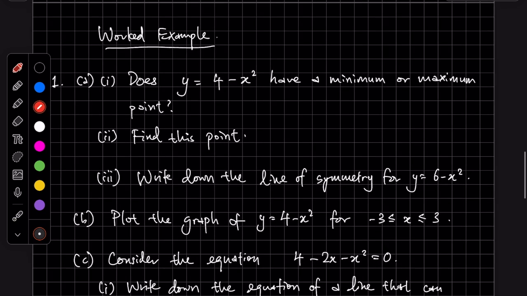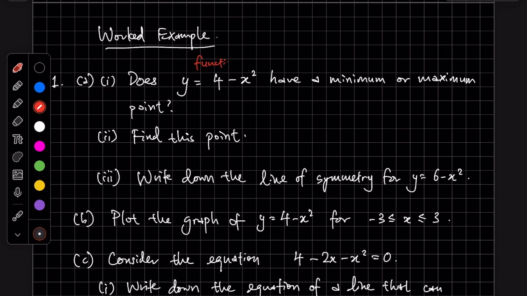Does this equation or function, whatever you want to call it, does this graph y equals 4 minus x squared have a minimum or a maximum point? Does this equation have a minimum or maximum point? By right it should be called a function. Does this function?